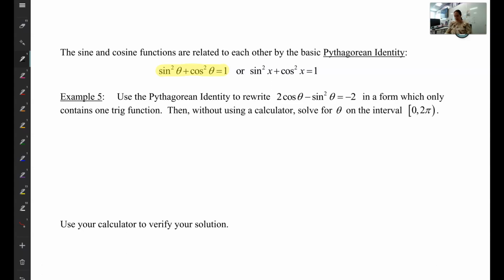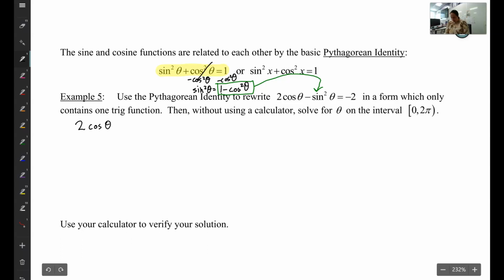We want to start by using the Pythagorean identity to rewrite this right here. So what I'm going to do is subtract cosine squared theta from both sides of my Pythagorean identity. So I get sine squared theta equals 1 minus cosine squared theta. Then I can take this 1 minus cosine squared, substitute it into my sine squared. So I've got 2 cosine theta minus (1 minus cosine squared theta), substitute that in, equals negative 2.